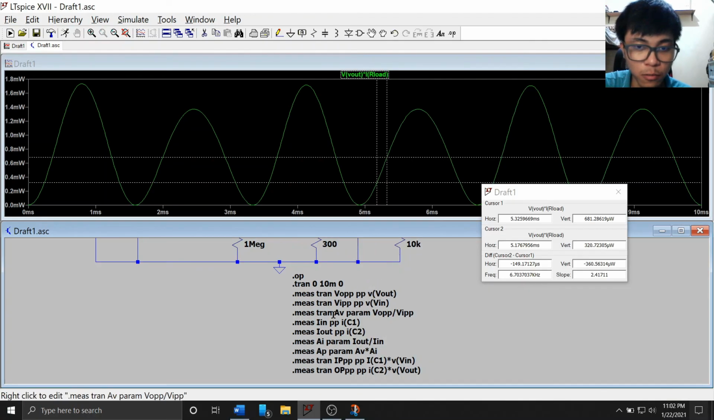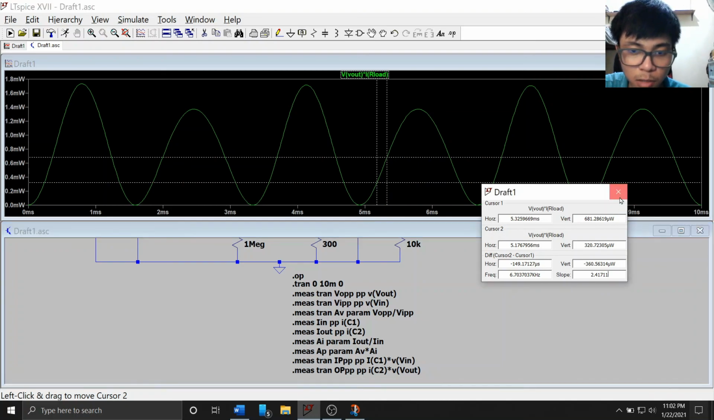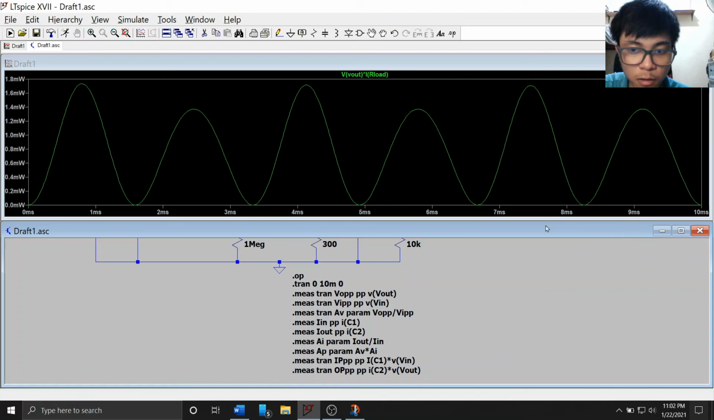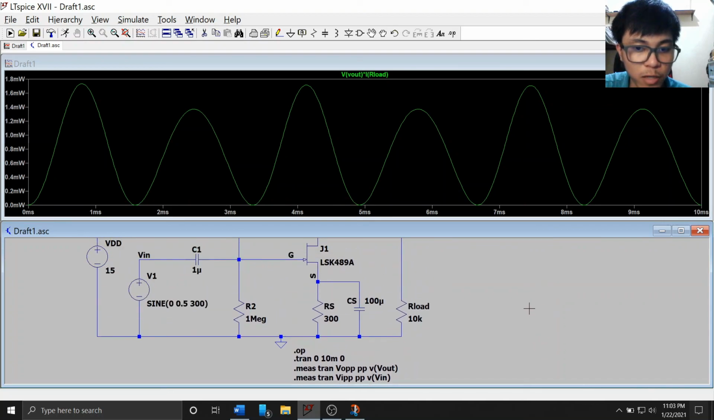This is also the waveform for our power. It can be seen we have 681.29 microwatts. So that's it for this video. This is my common source FET amplifier circuit simulation. Thank you.